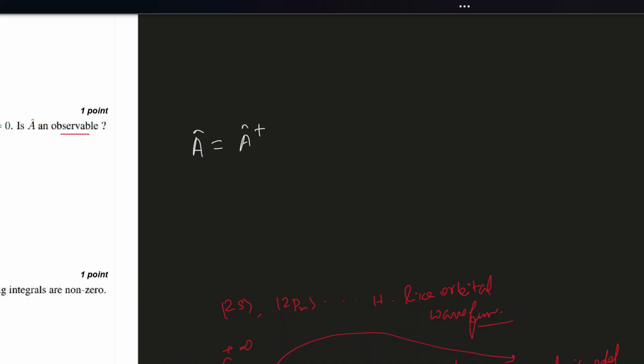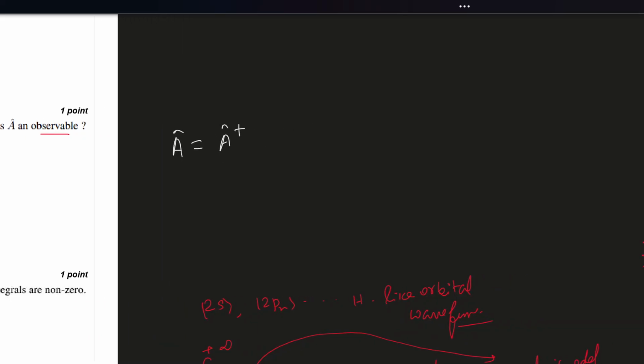Parity means you change the sign of the position coordinate, like in this case x for one dimension, and see whether that function remains the same after x to minus x. If it remains the same, then we say that it is an even parity, and if it does not remain the same but there is an additional minus sign, then we say that this is an odd parity. So parity means you are changing the position coordinate from r to minus r and seeing the change in other physical quantities because of this.